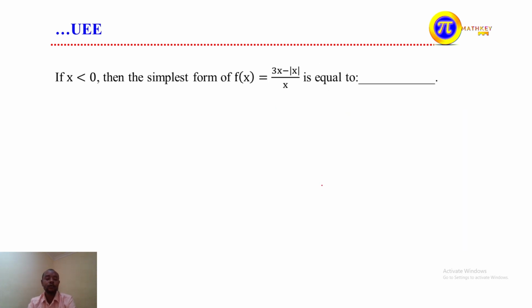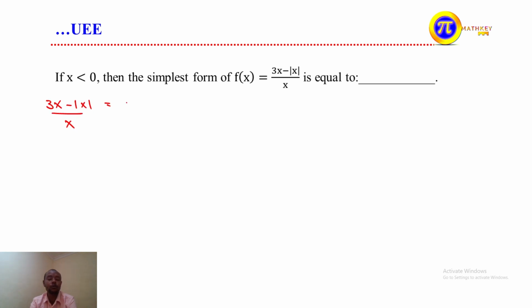So let's try to solve this problem. It is taken from a matrix exam. If x is less than 0, then the simplest form of 3x minus absolute value of x over x is equal to what? x is less than 0. So this means 3x minus absolute value of x over x becomes what?